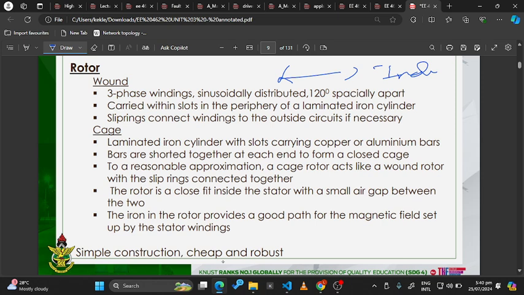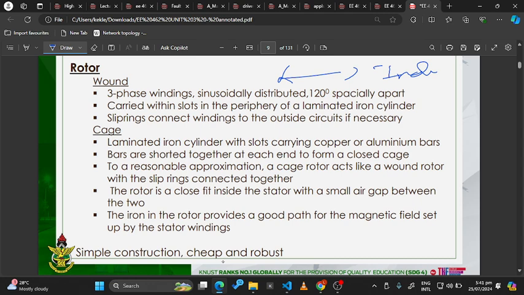Then there are slip rings that connect the windings to the outside if necessary. If there is a need to connect the armature circuit to an external circuit, there are slip rings, because the armature is the rotor and the rotor is moving. So you cannot just connect it directly to the rotor winding. You need slip rings. Slip rings are used to connect the armature windings to external circuits.